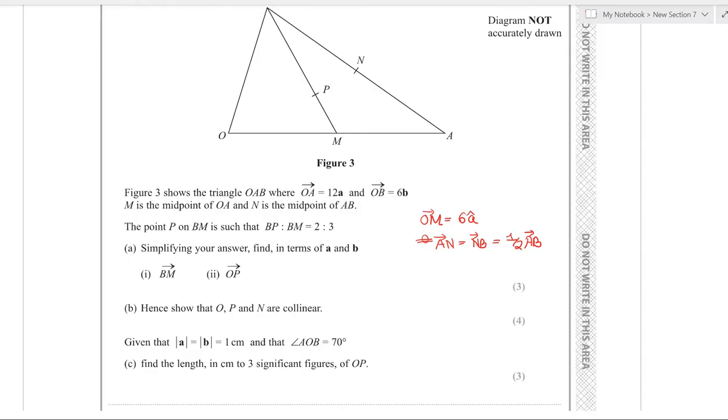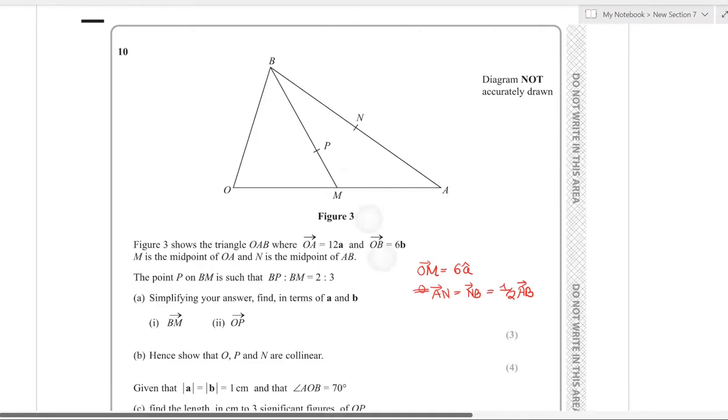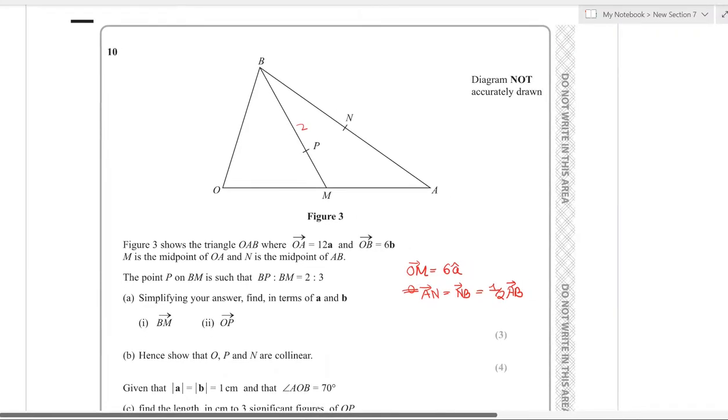Now you have to give your answer. Also there is a line given that point P on BM is such that BP to BM is 2:3. That is, point P divides the line BM into the ratio 2:3. That is, BP would be 2 and PM would be 1. Part A, simplifying your answer, find in terms of A and B. Part 1, BM. You need to find the value for BM.